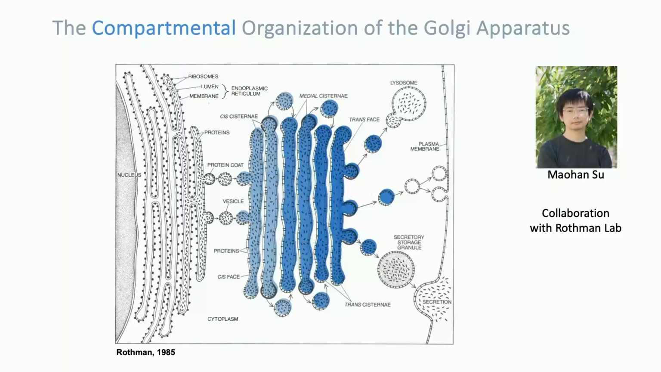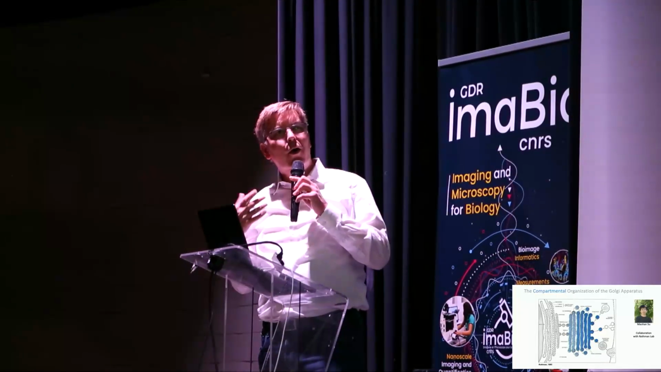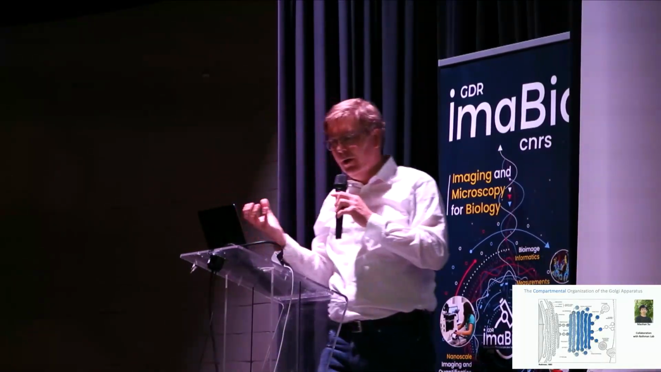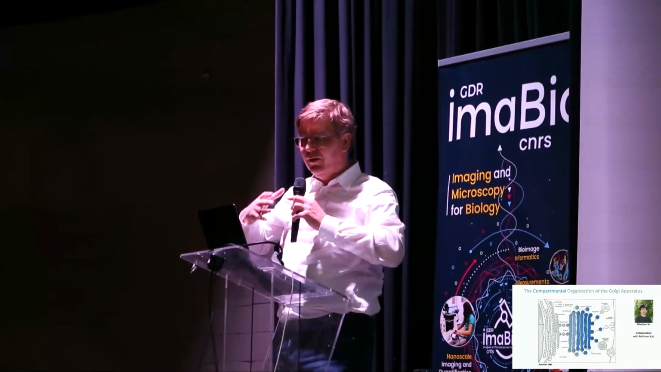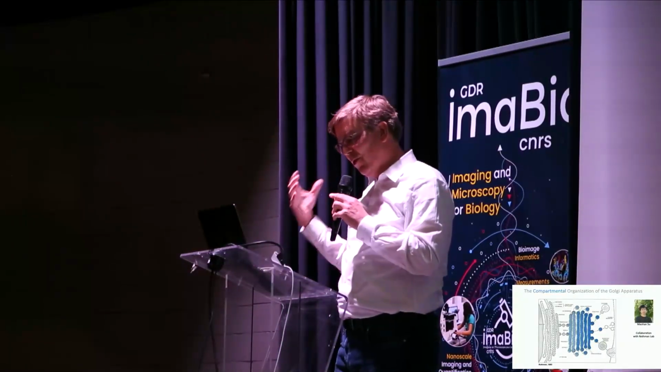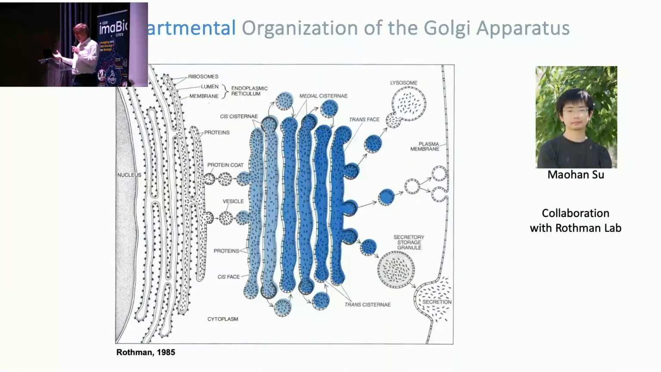So this is a really beautiful application that Maohan Su, a postdoc shared between the Rothman lab at Yale and my lab, has worked on over the last few years. And this is about the compartmental organization of the Golgi apparatus. This is a focus of the Rothman lab for decades, a focus of our department of cell biology at Yale, which focuses a lot on the secretory pathway as well.